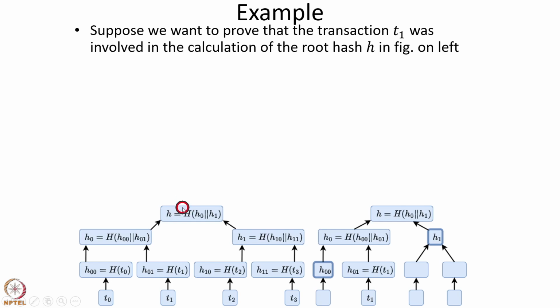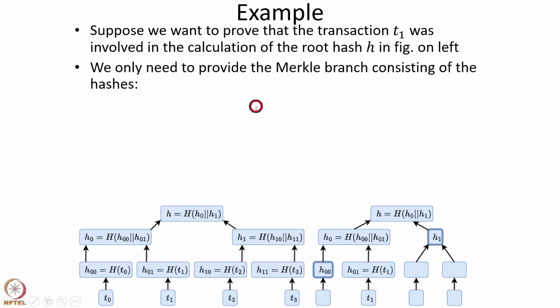But we need to convince Bob that the transaction T1 was involved in the calculation of this root hash h. So what information must a full node transfer to Bob to convince him that T1 is involved in the calculation of this root hash h? So we only need to provide the Merkle branch consisting of these hashes which are highlighted in this figure on the right, namely h00 and h1.